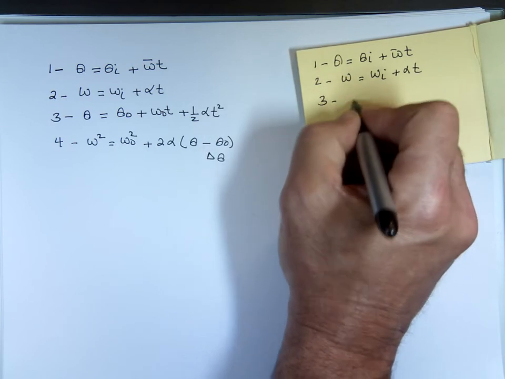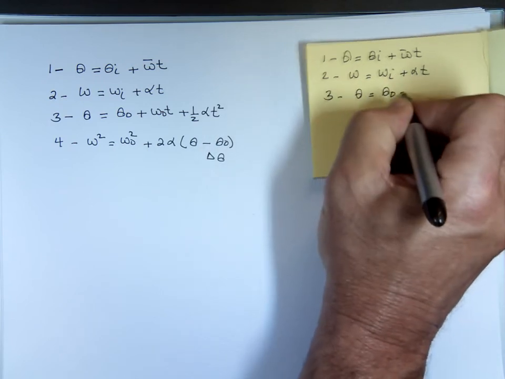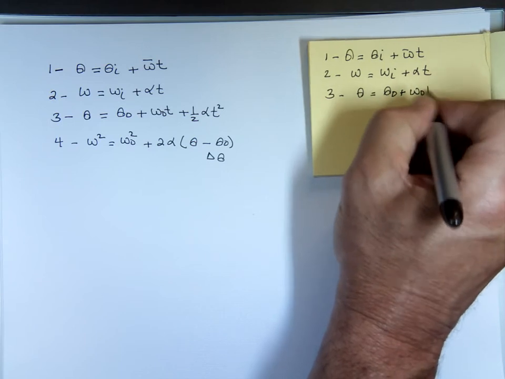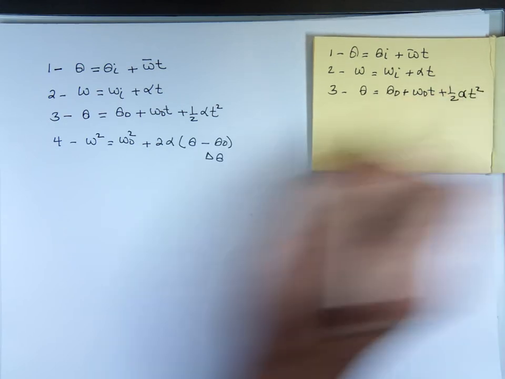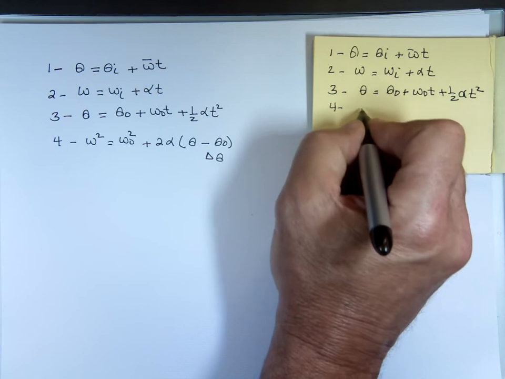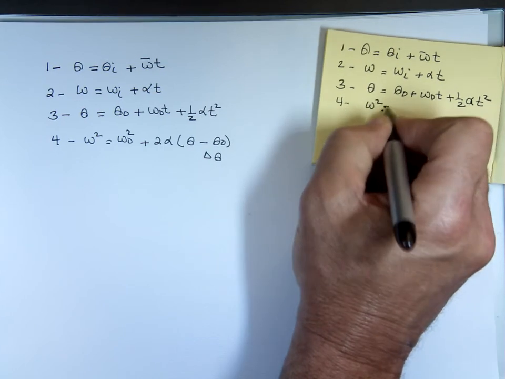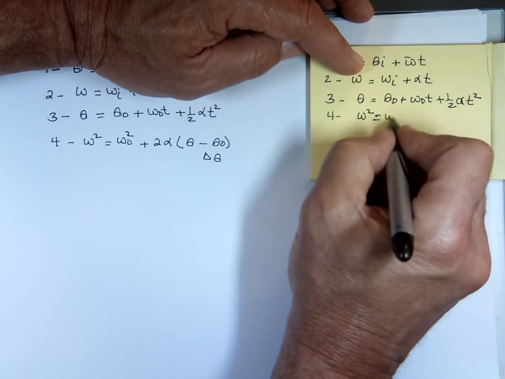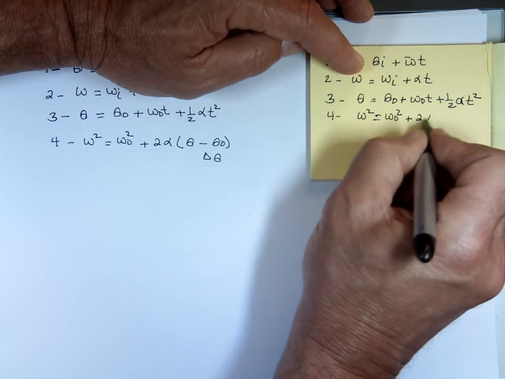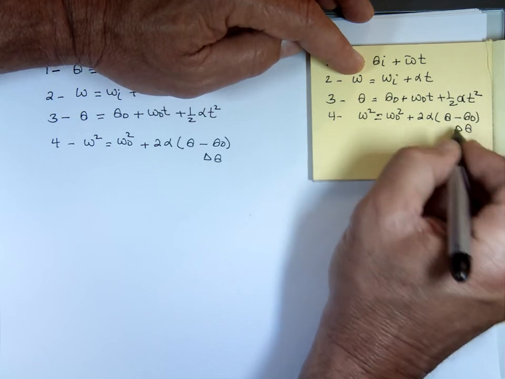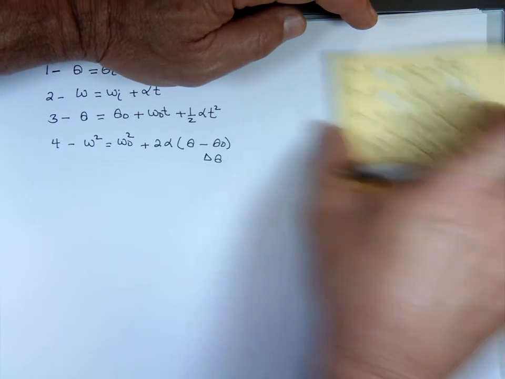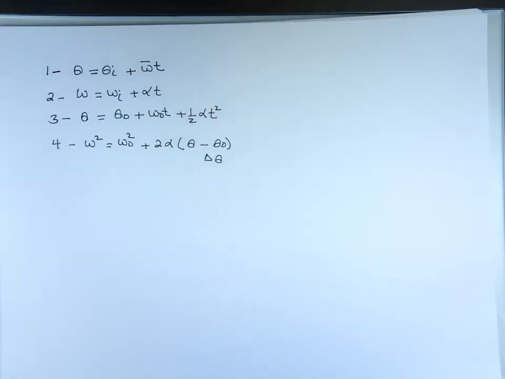Theta equals theta 0 plus W0 t plus 1/2 alpha t squared, not a. And equation number 4 says W squared equals W0 squared plus 2 alpha times theta minus theta 0, or the change in theta. So these are my 4 equations. I'll see if I need them. I'll leave them on that sheet of paper. So let's see if I can apply that to some of the problems here.